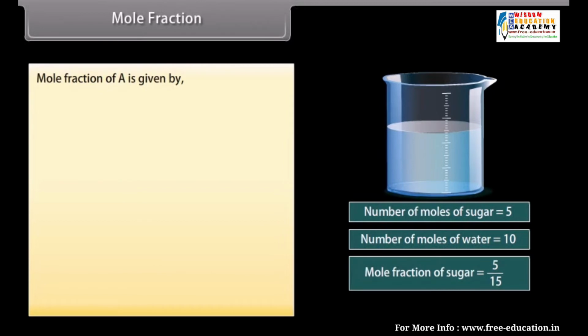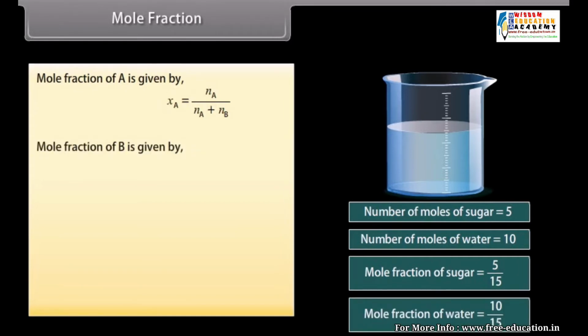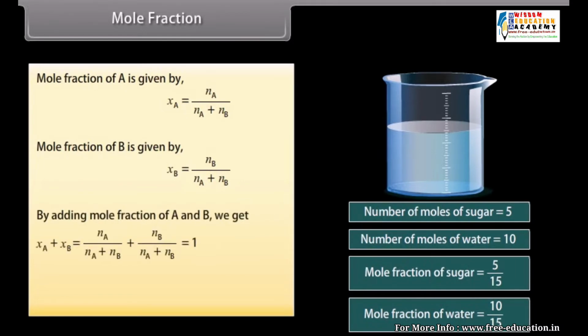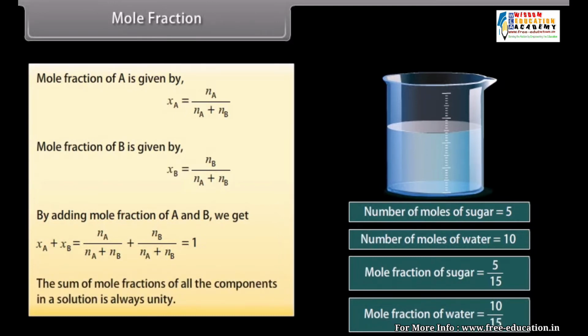Mole fraction of A is given by Na divided by Na plus Nb. Mole fraction of B is given by Nb divided by Na plus Nb. By adding the mole fractions of A and B, we get Xa plus Xb is equal to 1. It implies that the sum of mole fractions of all the components in a solution is always unity.